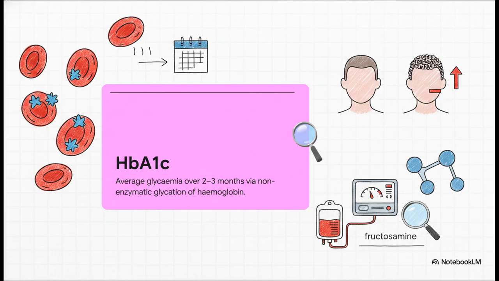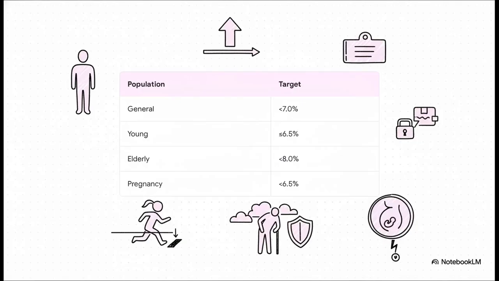Think about hemolytic anemias, transfusions, or even race. Like HbA1c in African Americans naturally runs a bit higher at the exact same mean glucose level. You really have to know when you can trust your dashboard and when you need to pivot to an alternative like fructosamine.